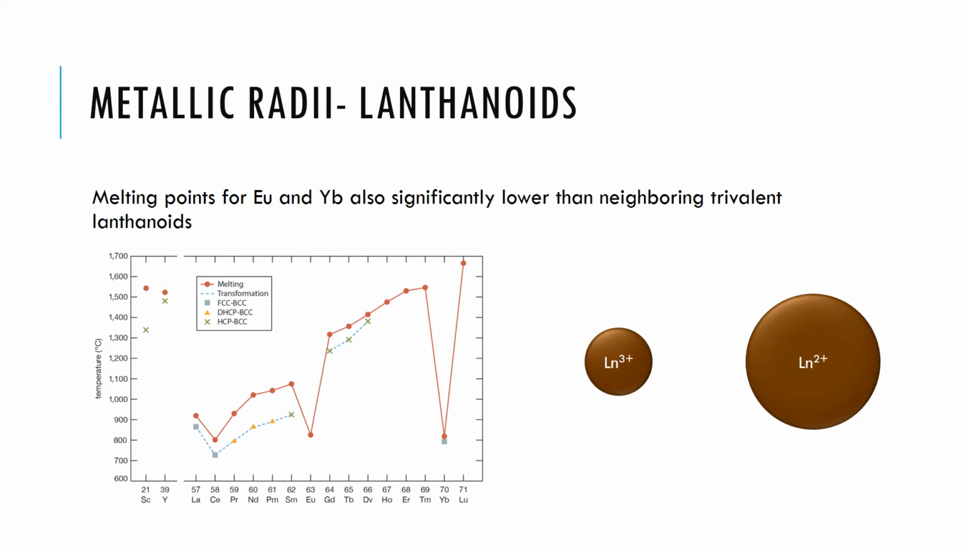And you'll see that they're distinctly lower than the rest of any of their neighbouring trivalent lanthanoids, by 200 or 300 degrees Celsius in the case of europium, and by at least 600 or 700 degrees Celsius in the case of ytterbium.